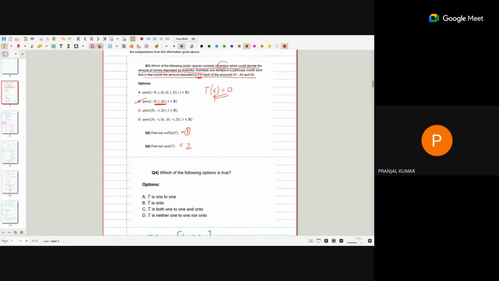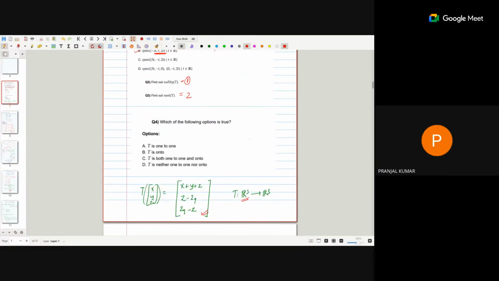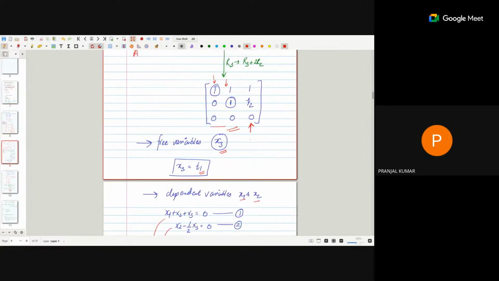So is it 1, 1? No, sir, it is not 1, 1. Then what is the rank? It is 2. Now tell me, is it on 2? What is the rank of the codomain? It's 3. No, sir. Okay, so it is neither 1, 1 nor on 2. Is this clear? Yes, sir. So let's move on to the next question.